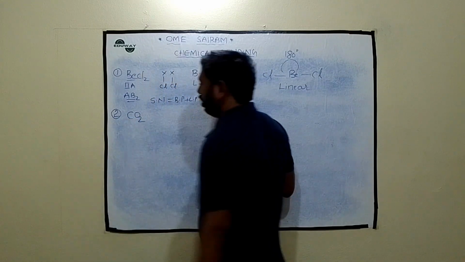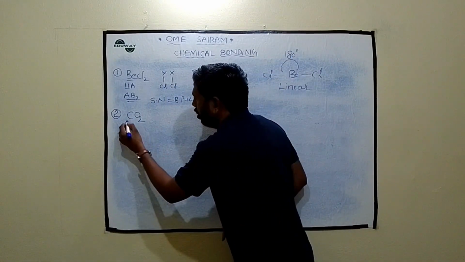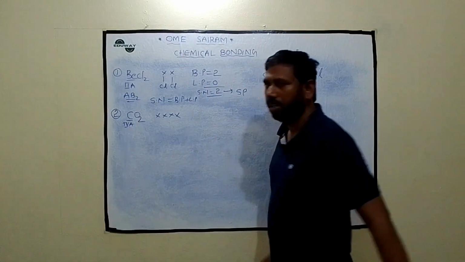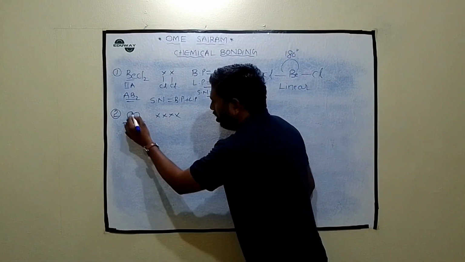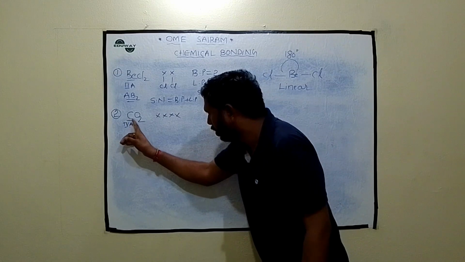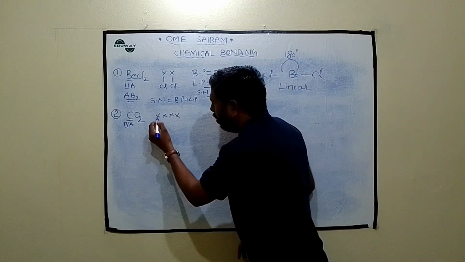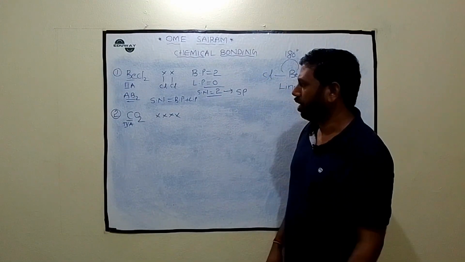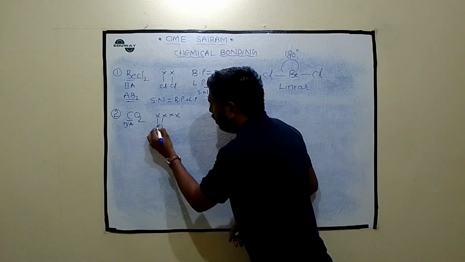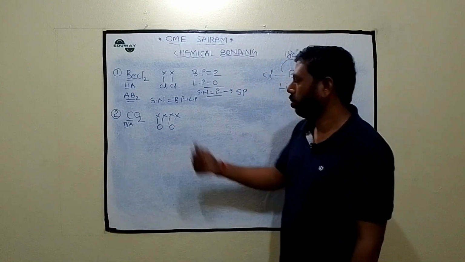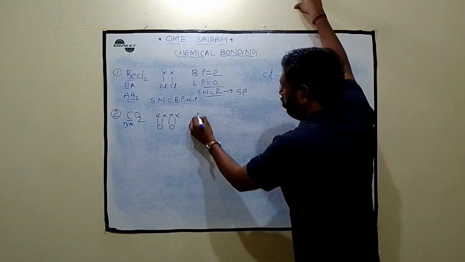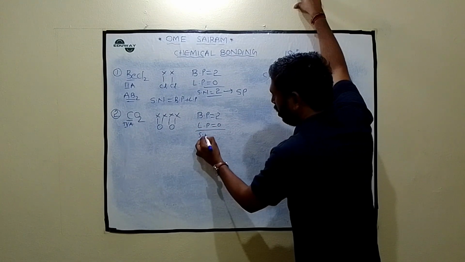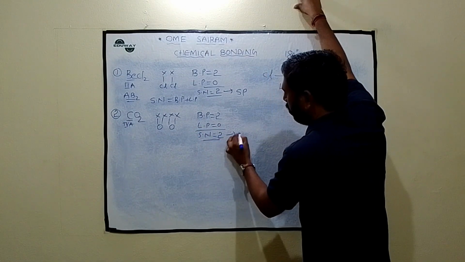Next, CO2, carbon dioxide. In carbon dioxide, the central atom is carbon. It belongs to the 4th A group, which means it contains 4 valence electrons. Here, carbon is attached to two oxygen atoms. Already we know that every oxygen can form a double bond, which takes 2 electrons. How many double bonds are there? Two double bonds. Now consider 2 bond pairs and lone pairs 0. The steric number is 2 plus 0, that is 2, and the hybridization should be sp.